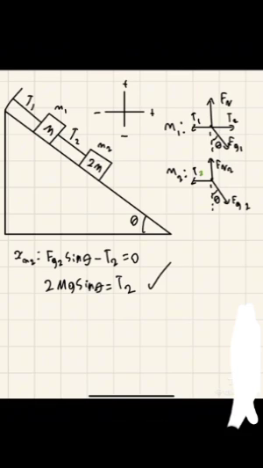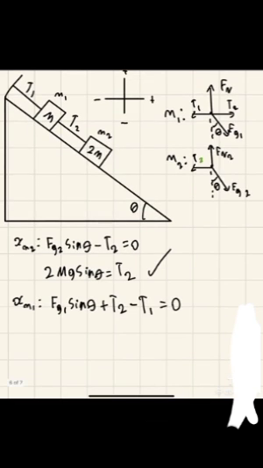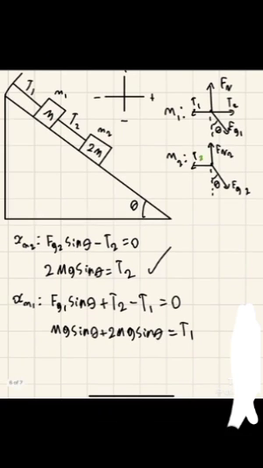Now moving on to the next one, we have the x equation of M1. We now know that this one is going to have Fg1 sine theta plus T2 minus T1 equals 0. Really, we know Fg1 sine theta is just mg sine theta, and we now know that T2 is 2mg sine theta. And we can move T1 to the other side. So we now know that T1 is equal to 3mg sine theta.